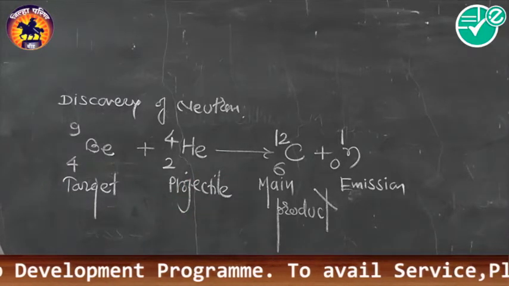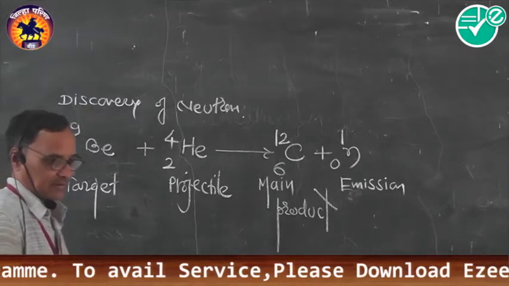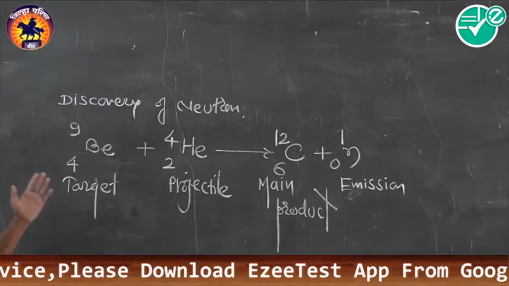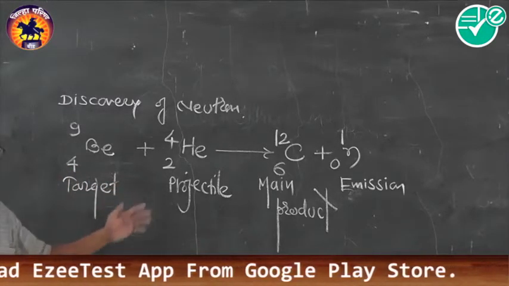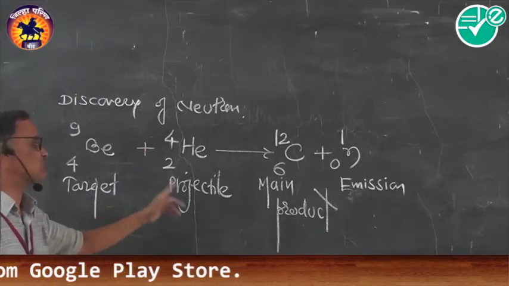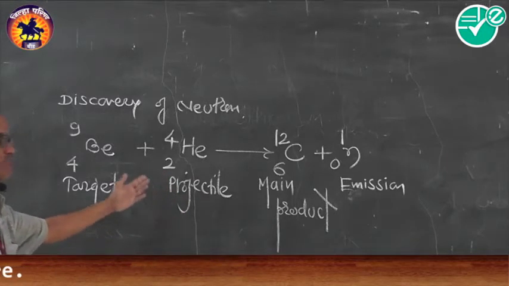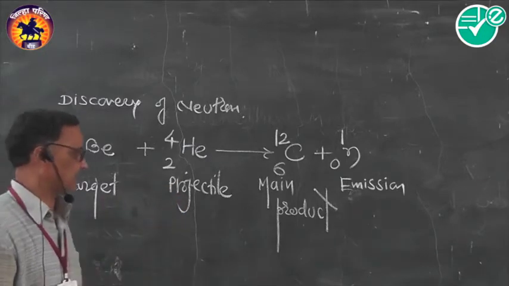the scientist James Chadwick. So target is the substance, or it is nothing but the atom of an element, which is bombarded by a fast moving projectile. Projectile is a fast moving particle or a high velocity particle which bombards the target, is called a projectile.